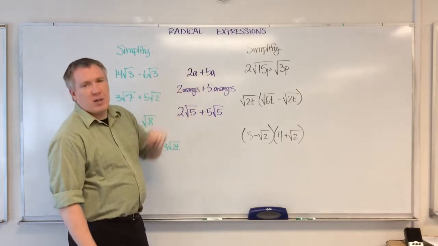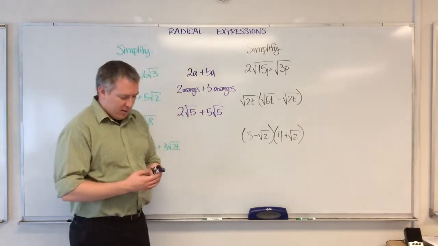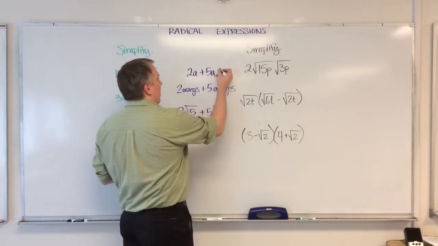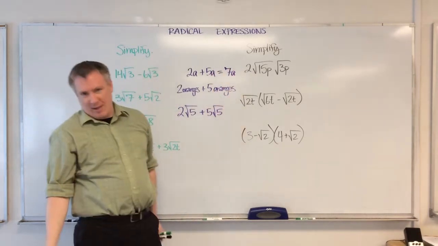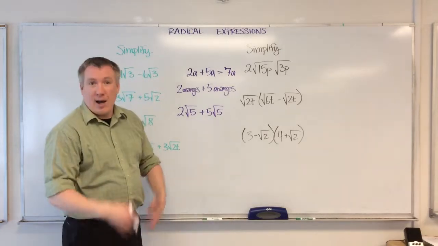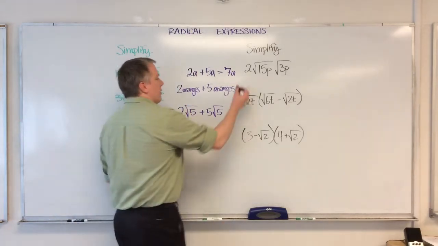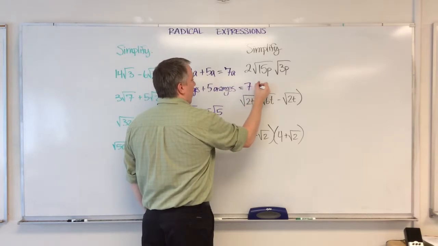If I ask you, hey, what's 2a plus 5a? Pretty much all of you right away would say, that's 7a. Or if I said, I have 2 oranges and I'm going to give you 5 more, how many total oranges is that? That's 7 oranges.